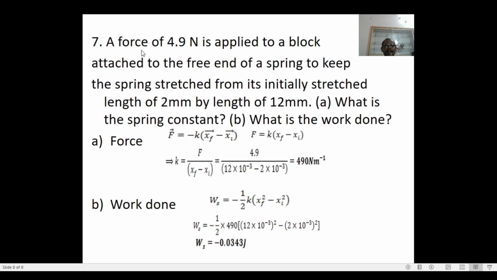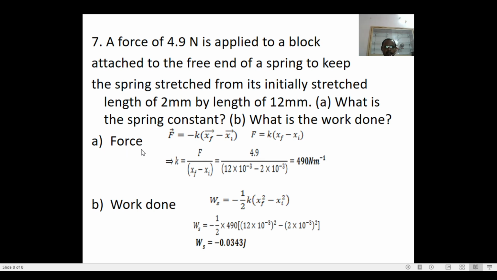Problem number 7. A force of 4.9 Newton is applied to a block attached to the free end of a spring to keep the spring stretched from its initially stretched length of 2 mm to a length of 12 mm. Point A, what is the spring constant? Point B, what is the force? What is the work done?